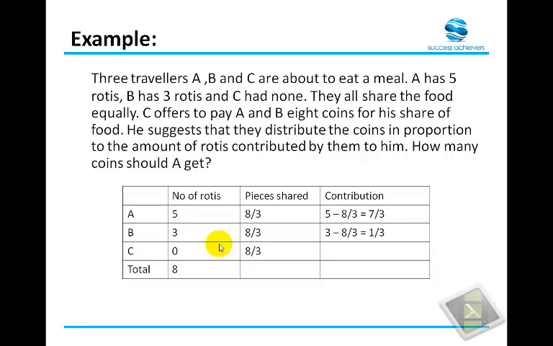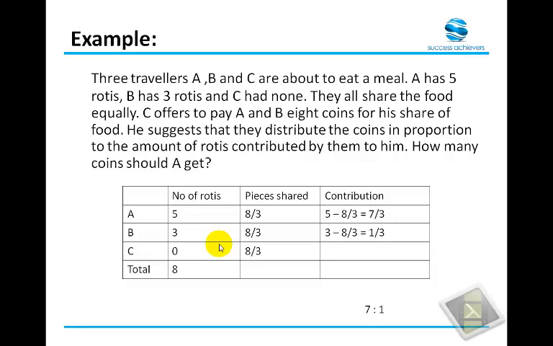So now can I say the ratio of contribution is 7 by 3 is to 1 by 3, or that is 7 is to 1. So the ratio of contribution is 7 is to 1. So it's pretty clear that A will get 7 coins and B will get 1 coin out of the total coins of C. See, there is one more way of solving this question.